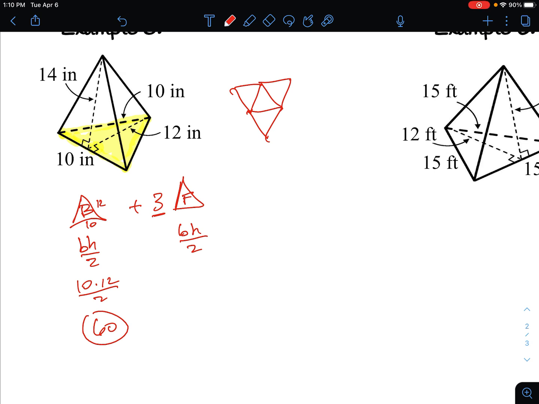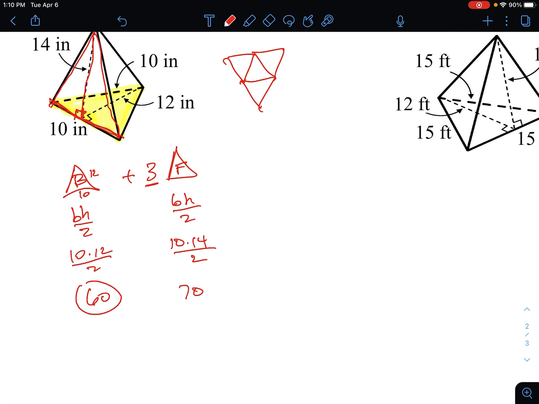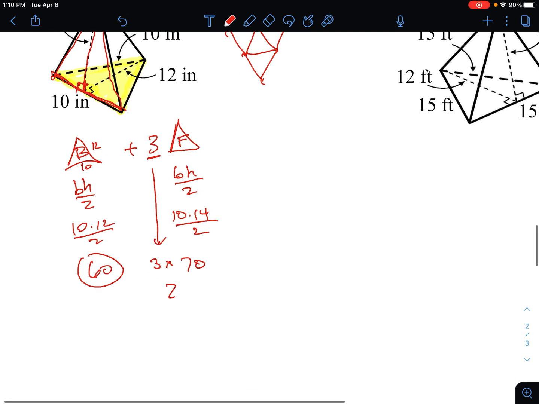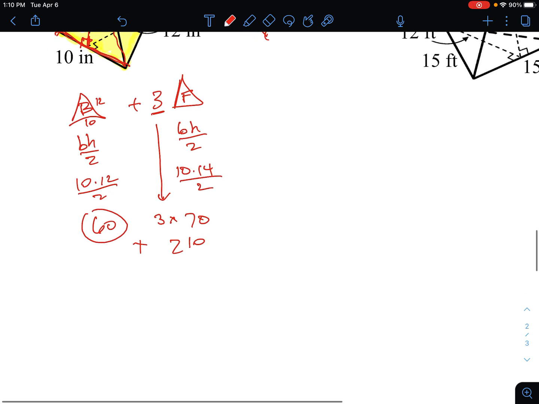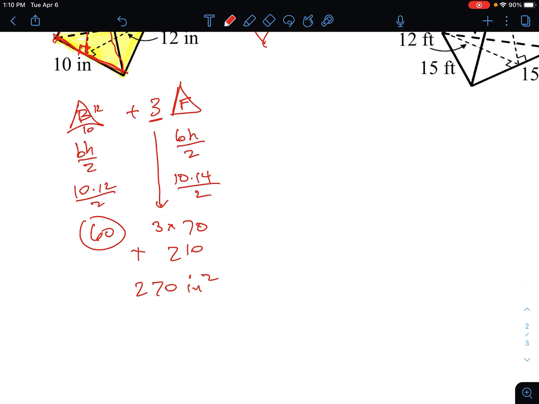All right, let's look at the faces. Here's a face. We'll look at this face right here. And here's my right angle. So here's my base of 10, and my height is 14. So 10 times 14 divided by 2, that is 70. Now remember, multiply by 3. So that's 210. So now I add 60 plus 210, which is 270. 270 what? 270 inches squared. Woo, that was not too shabby.